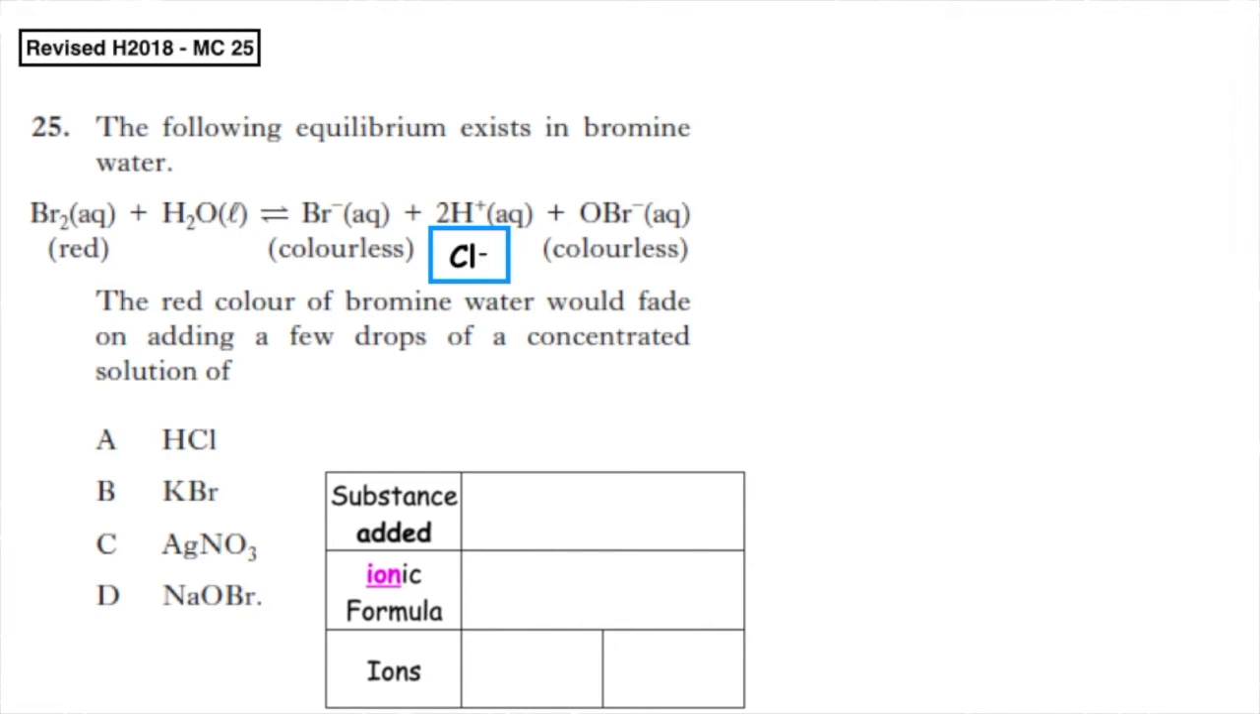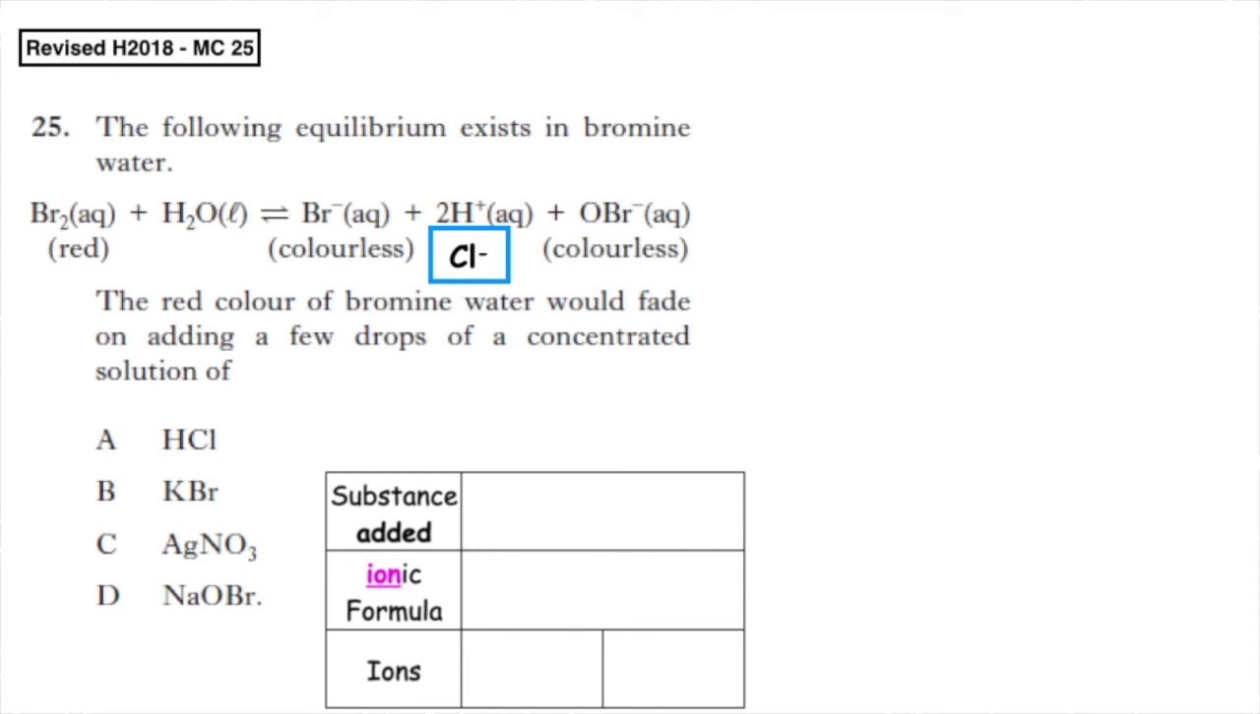This is a past paper question from the revised Higher 2018, multiple choice 25. The following equilibrium exists in bromine water. The red colour of bromine water would fade on adding a few drops of concentrated solution of what? Now what we've been given is 4 different formulae, and because we're looking at solutions we have to change each of those into the ionic formula and identify if any changes the position of the equilibrium.